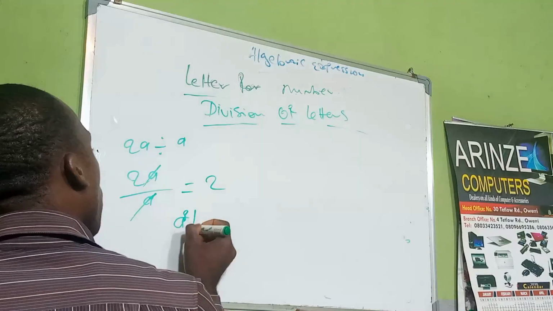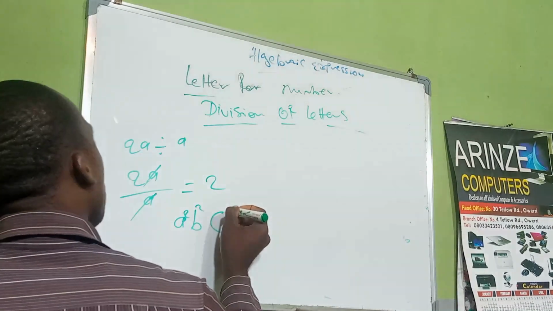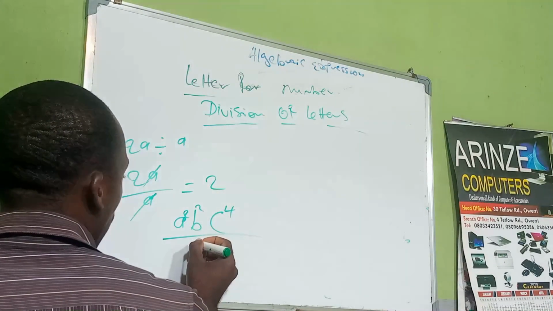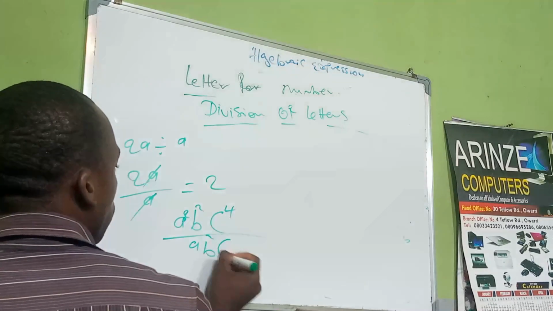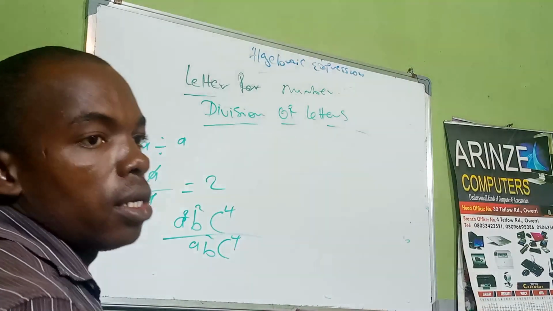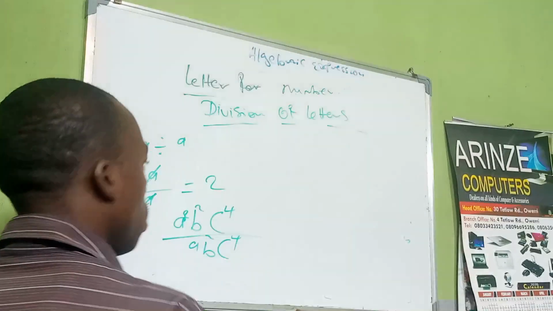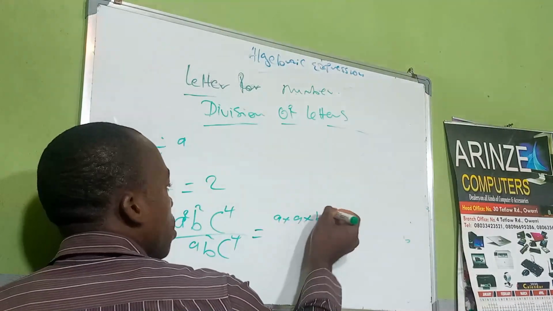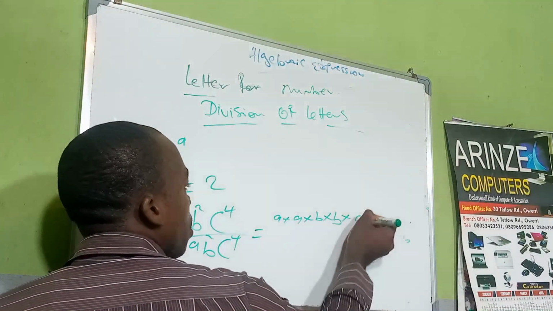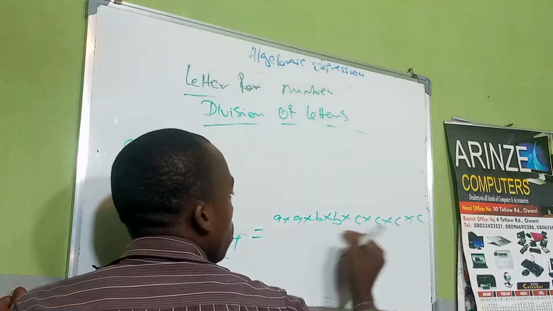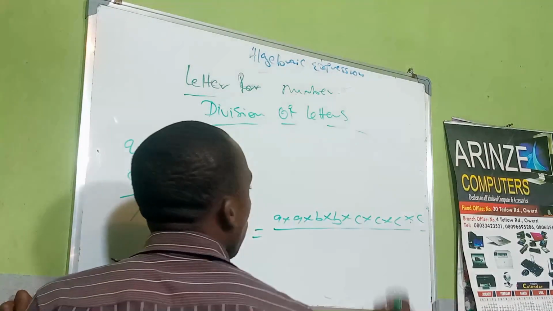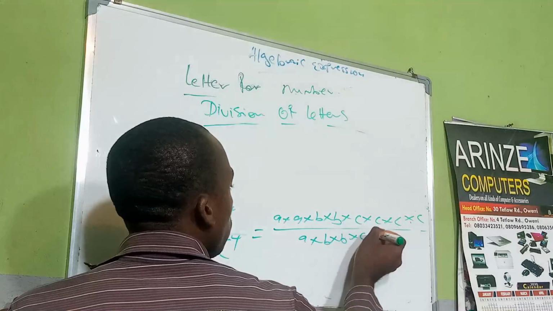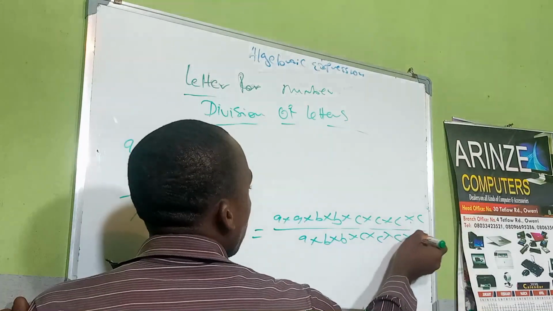You understand? So if we have A squared B squared C raised to power 4, divided by A B squared C raised to power 4. This is division. You know what this means? This is simply saying A times A for this one, times B times B, times C times C times C times C for this one, all over A times B times B times C times C times C times C.